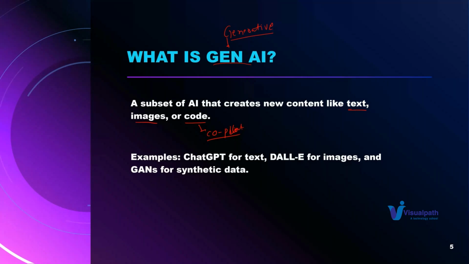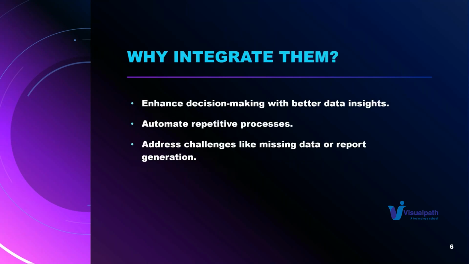And as we are using artificial intelligence to generate things, we say Gen AI or generative AI. Okay, that's an introduction to data science and generative AI. Now, the next question is: why integrate both of them?